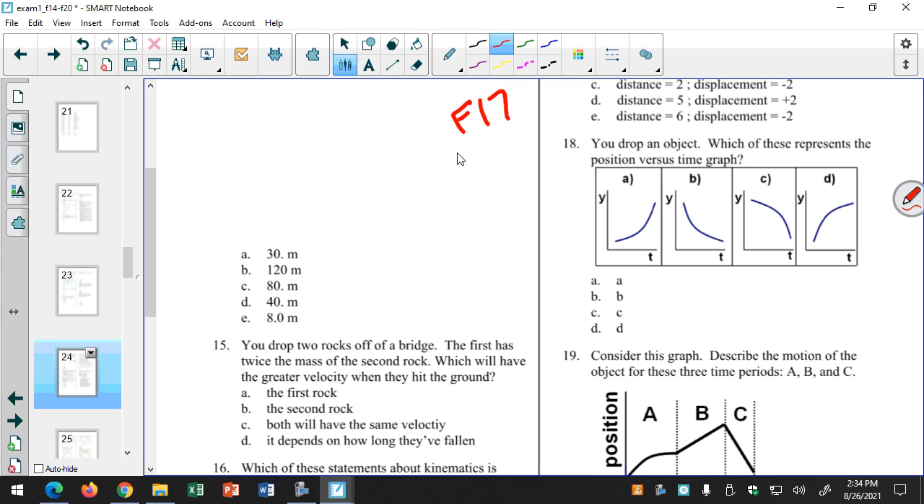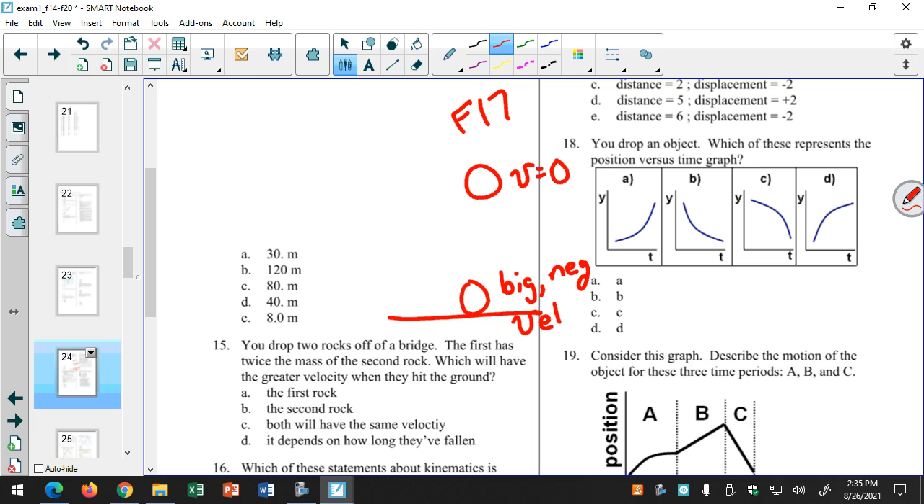Number 18 says you drop an object. That means this is the ground. I have an object up here, and I let it go. Initially, it's going to have a velocity equal to 0. And then at the end of its trajectory, it's going to have a big negative velocity, right? Because it's a velocity in the downward direction. We're catching it just before it hits the ground, okay? So initially it has 0 velocity, and then it has a big negative velocity just before it hits the ground. That's the segment that we're looking at.